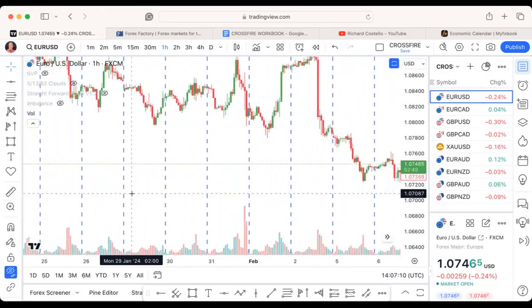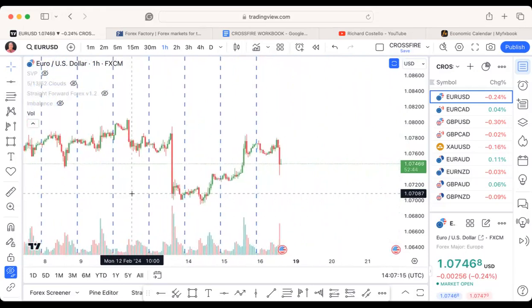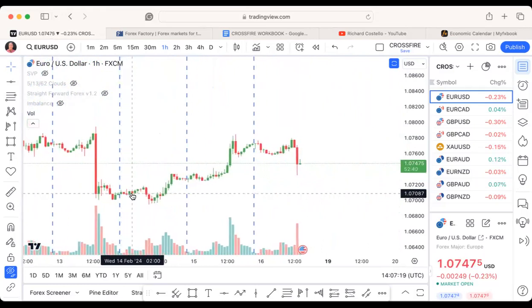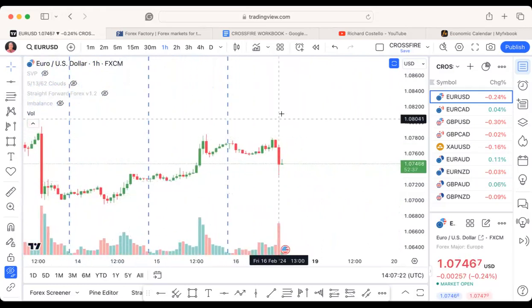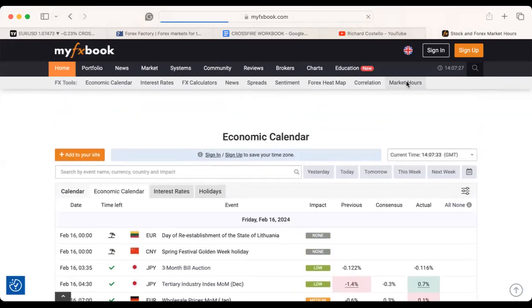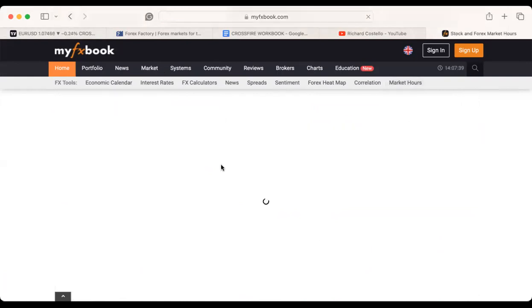You also need to be aware of market hours. I was talking to somebody the other day, and he wanted to trade after 5 p.m. because his lifestyle dictated that. I pointed out that if you look at the economic calendar, you'll see there's lots of information about market hours.